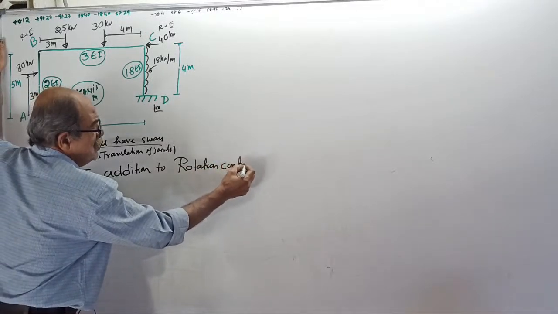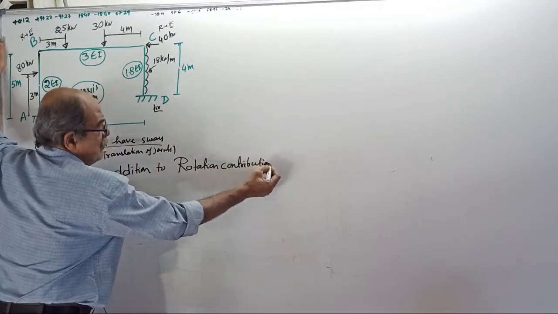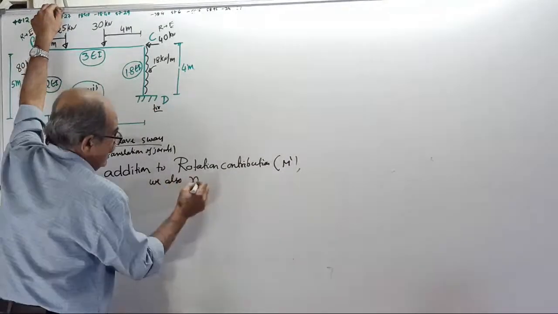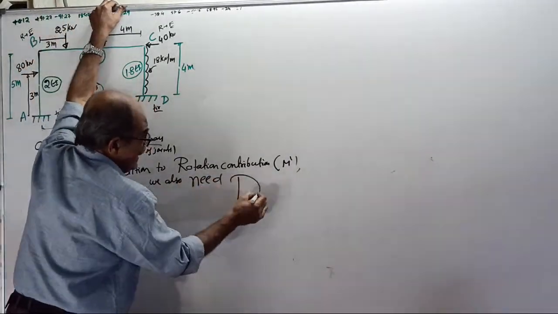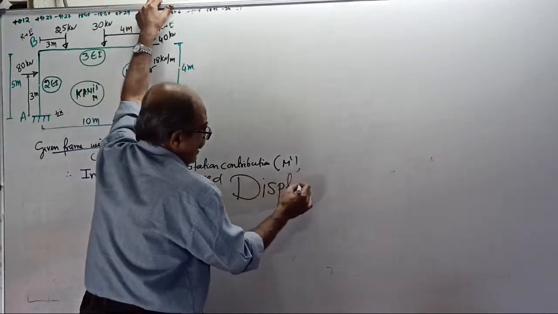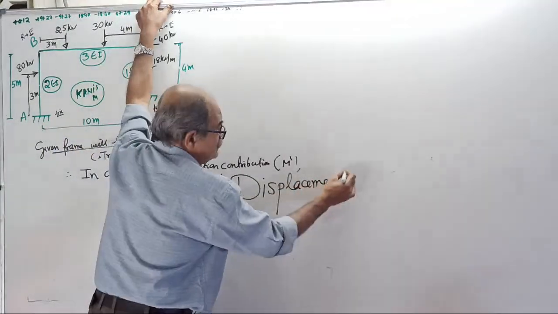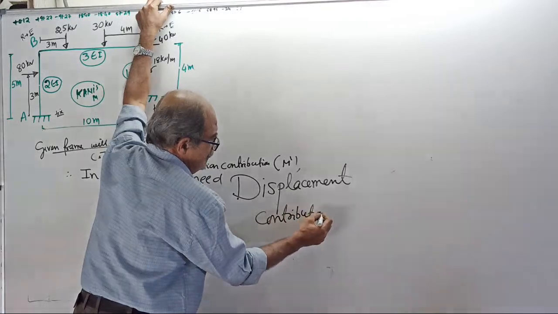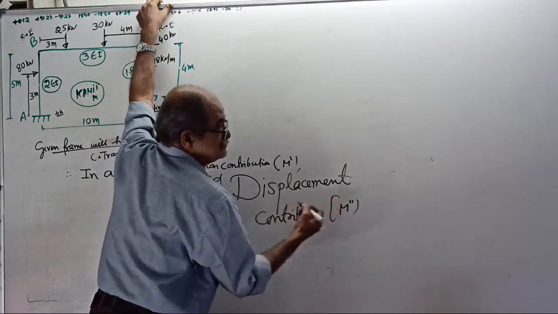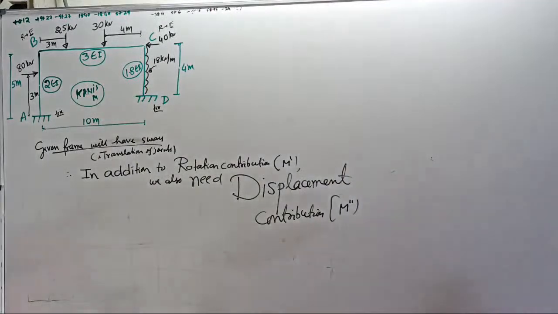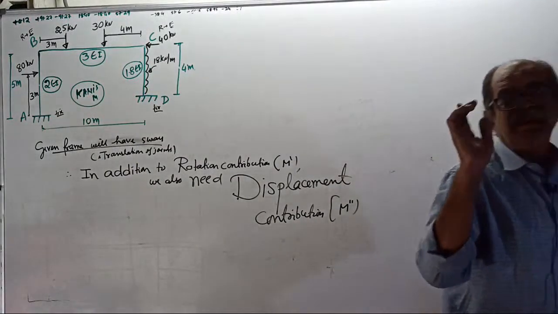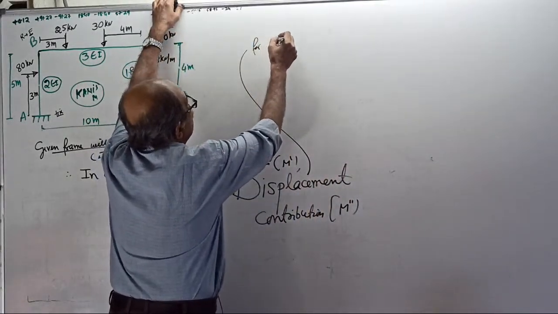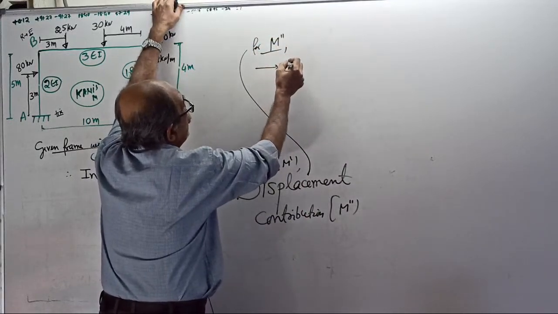In addition to rotation contribution, our symbol is M dash. We also need displacement contribution. We also need a new term, displacement contribution. Symbol is M double dash. And remember, you write this there as a note. We also need displacement contribution. And right here, for getting displacement contribution, we have to do some preparations.